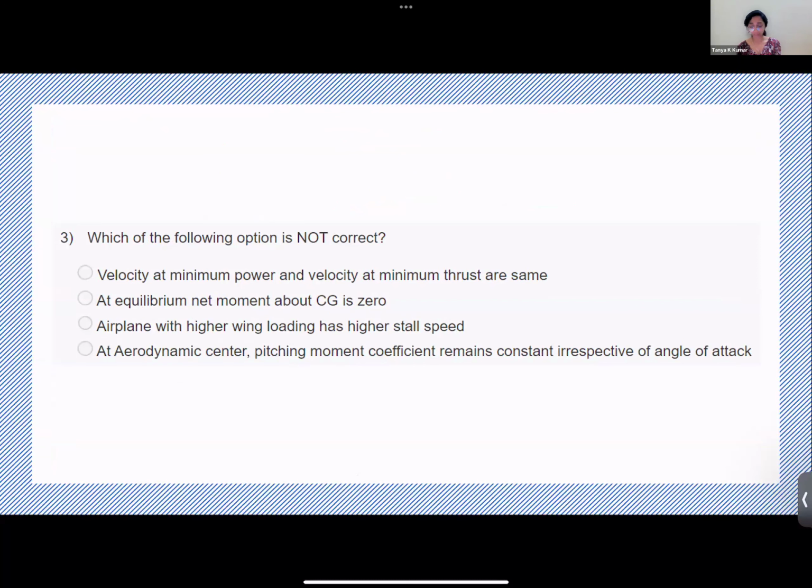Okay, let's go one by one. The first statement, is it true? First statement, velocity at minimum power and velocity at minimum thrust. No, not true. Second statement, at equilibrium, net moment at CG is 0.